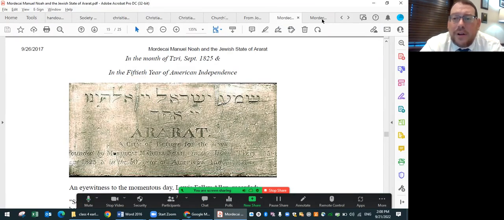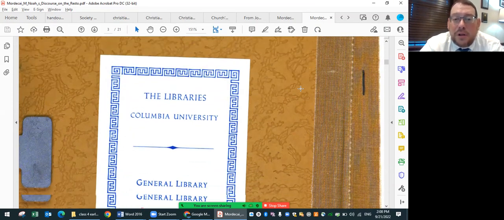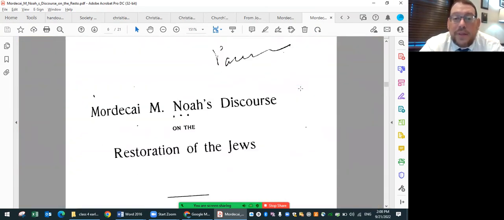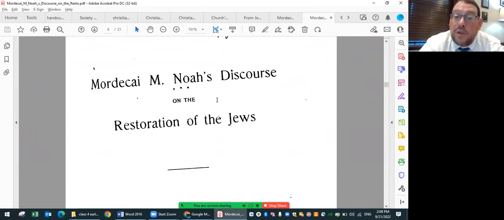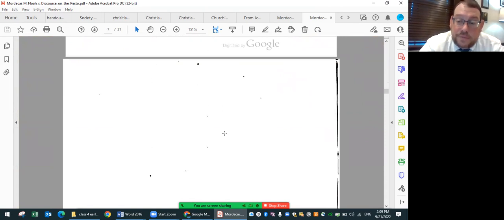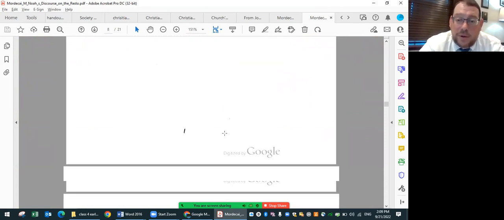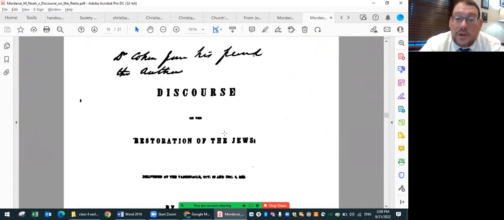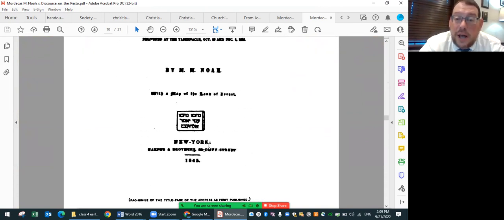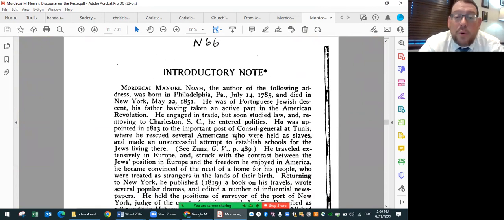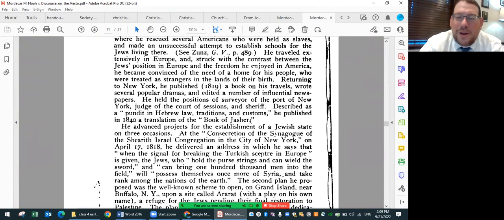I have here in the handouts his actual book. This was Columbia University. Thank you, Google, for scanning all these books. This is Mordecai Noah's Discourse on the Restoration of the Jews. He gave a speech about this. And again, we're not going to go through it, but that's what he looks like. That's Mordecai Emanuel Noah. There's the actual original book, Hebrew, English. It's a very interesting book. It tells you about him, where he was born. Okay, all good and fine.